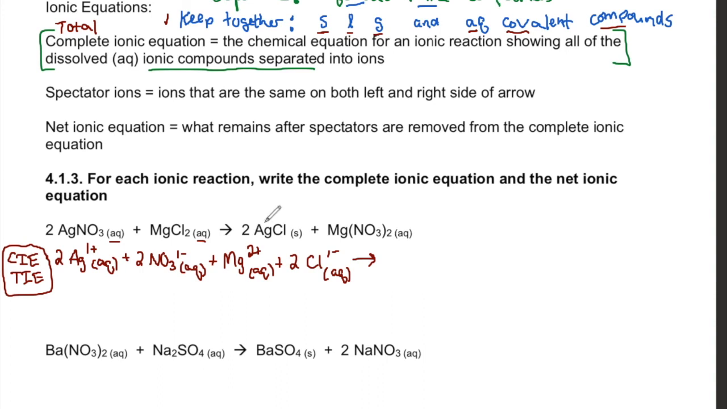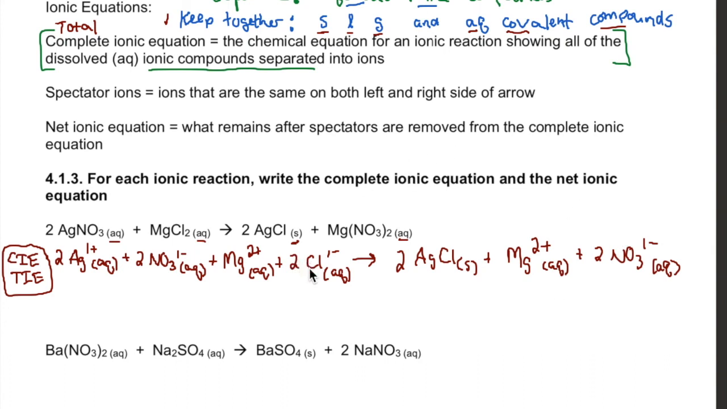Now on the right side, silver chloride is ionic, but it is not dissolved. It is just sitting as a solid at the bottom of the test tube, and it is together. So we're going to keep it together. And then we have magnesium nitrate, which is ionic and dissolved, so it is separate. We're going to show it separate. So there is our complete ionic equation, or our total ionic equation. Everything that is separated is shown as separate.